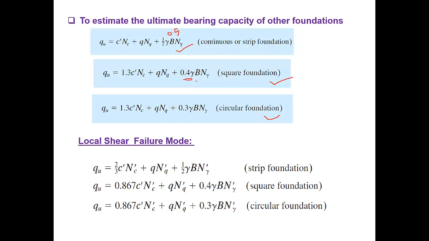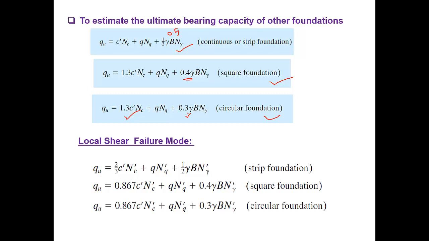This is for the square, and this is for the circular. In the circular case, the cohesiveness factor is the same as the square, but in the case of the weight effect, it is reduced by another 10%.